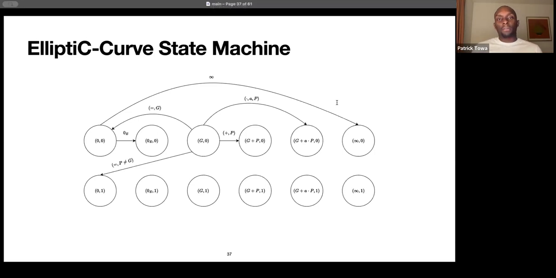And for this, I'm going to define what you call this elliptic curve state machine. So it's basically just an abstraction of sequential elliptic curve operations. And in this state machine, what is the state? Basically, the second component is a bit. It's just a bit telling you whether in the past there has already occurred a computation that was incorrect.